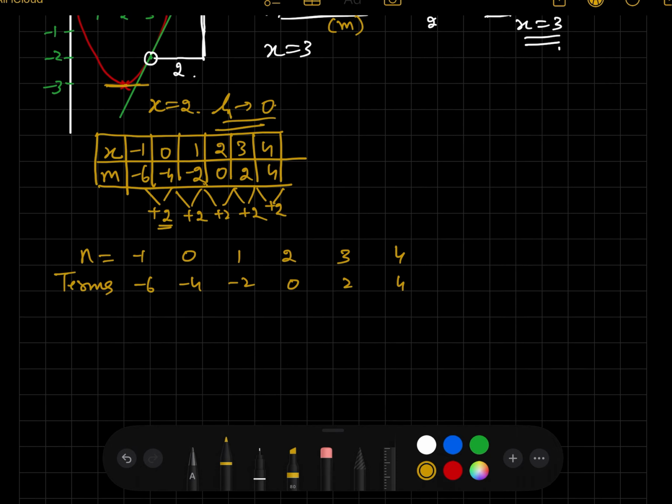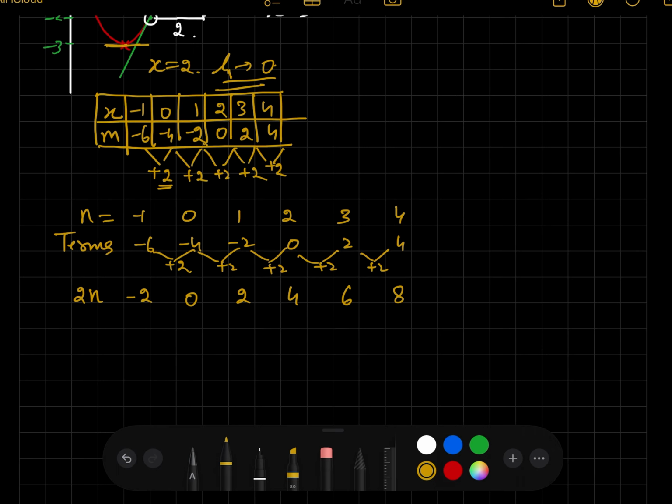Now we can see the difference is plus 2 everywhere, right? If I had done it directly, there could be some problem in understanding, which is why I'm writing it again. So I can write 2 times n now: 2 times negative 1 is negative 2, then 0, 2 times 1 is 2, 2 times 2 is 4, 2 times 3 is 6, and 2 times 4 is 8.